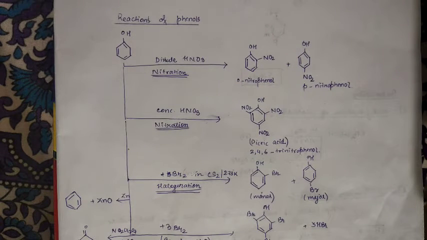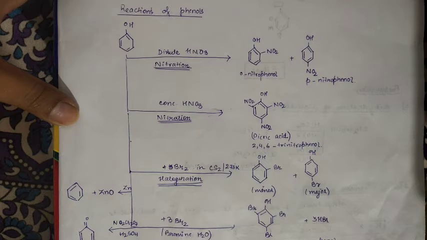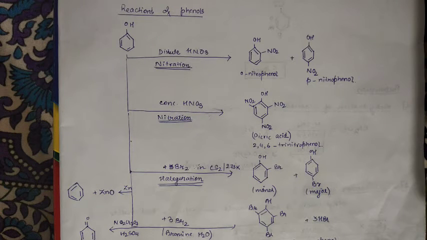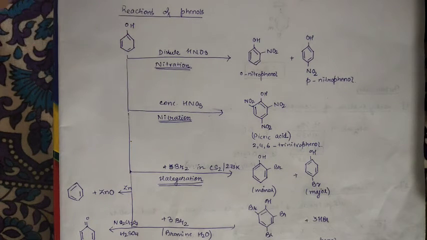So instead of writing every point one by one, it is better you make a chart for organic chemistry, so that all the important things or all the reactions of one compound are just in front of your eyes, so that you can compare and you don't get confused between different types of reactions. So this is a chart that I have prepared, in which we are going to study the reactions of phenols, and we have placed the phenol molecule here.